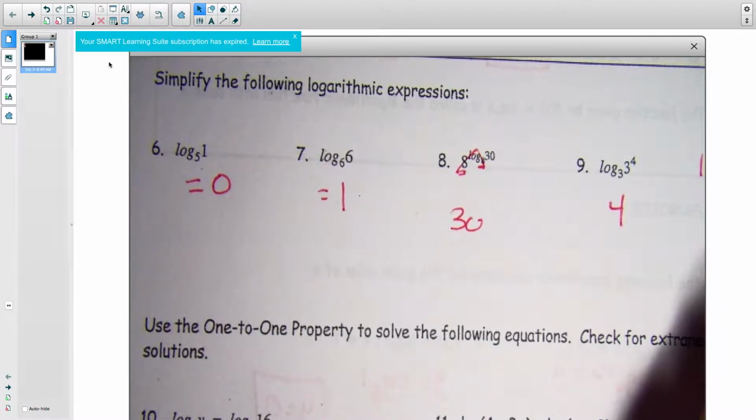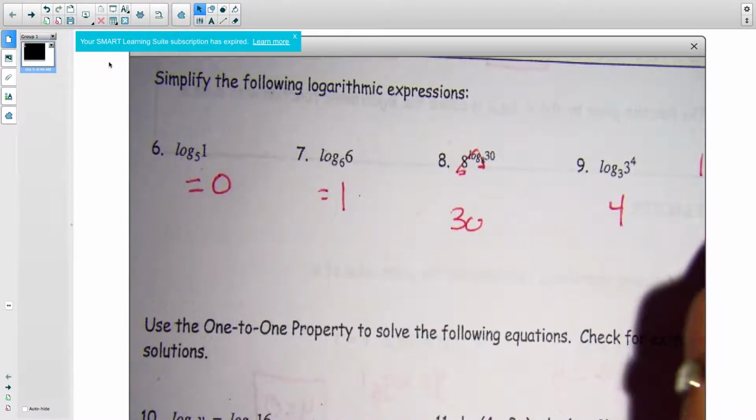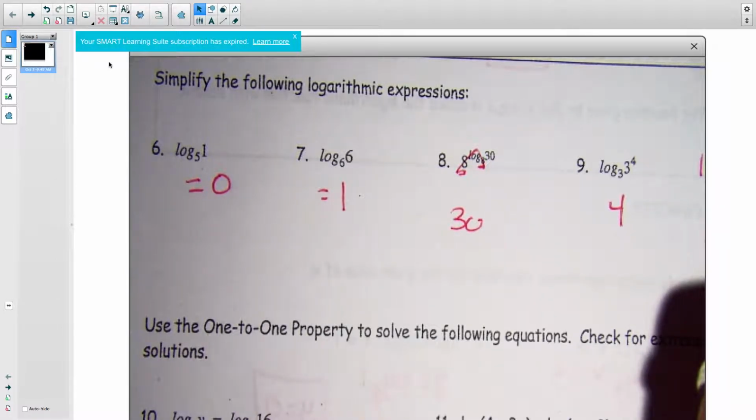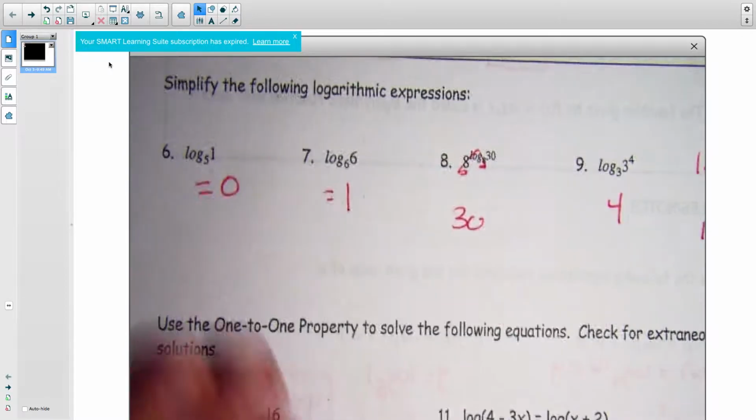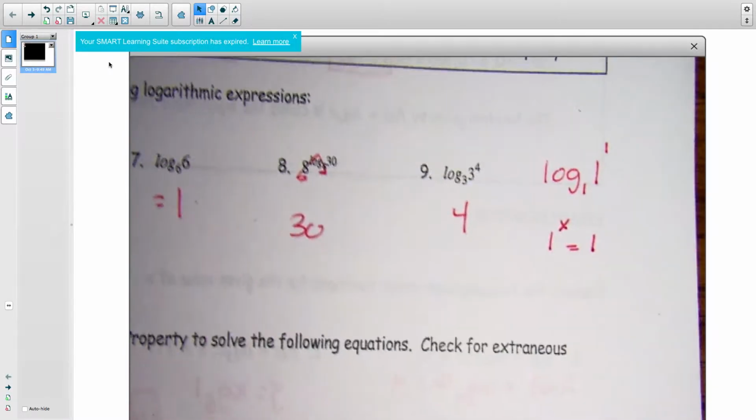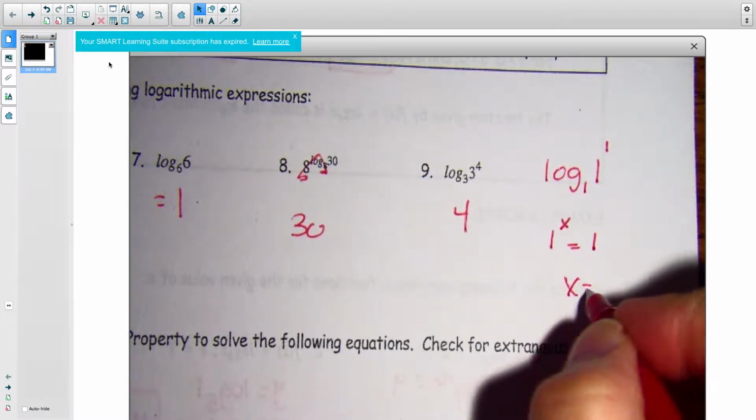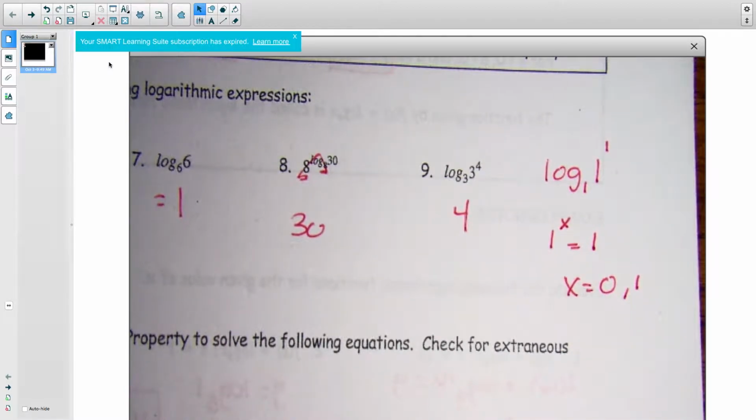Zero divided by 0. Well, what I think is 1 raised to what power equals 1. But 1 to the 0 power is also 1. So can it be 0 or 1? Both. This would be like log base 10 of 10. That's going to be 1.